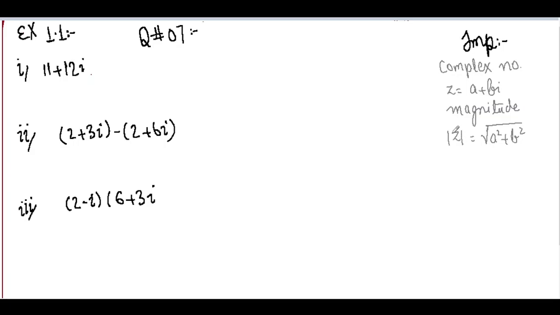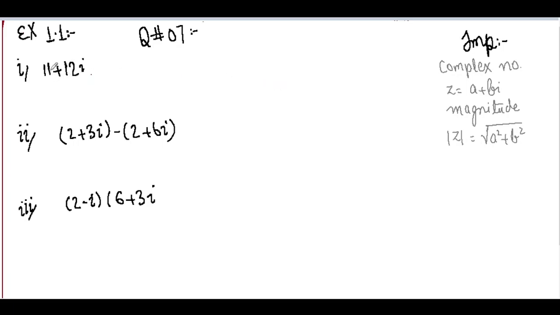the formula is |z|. The bar shows that we are finding the magnitude, which equals the square root of a square plus b square, where a is the real part and b is the imaginary part. We are going to use this formula in these questions to find the magnitude of the given complex numbers.